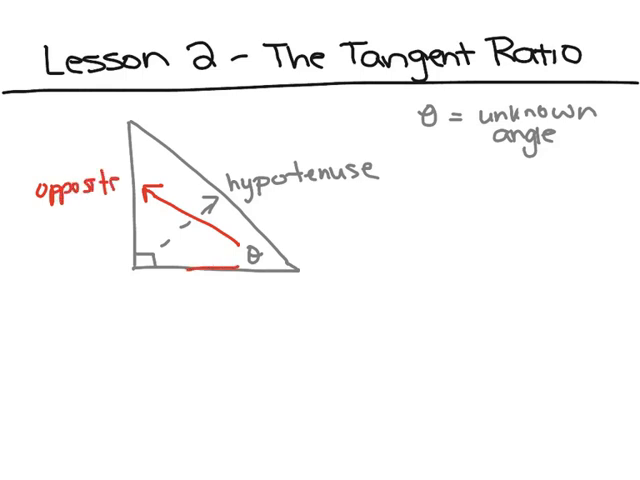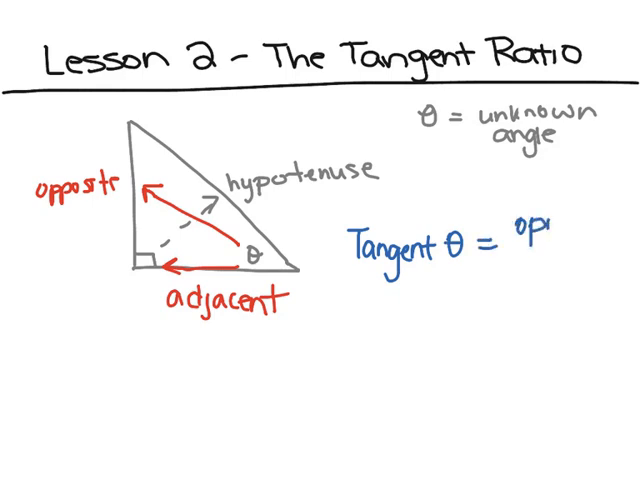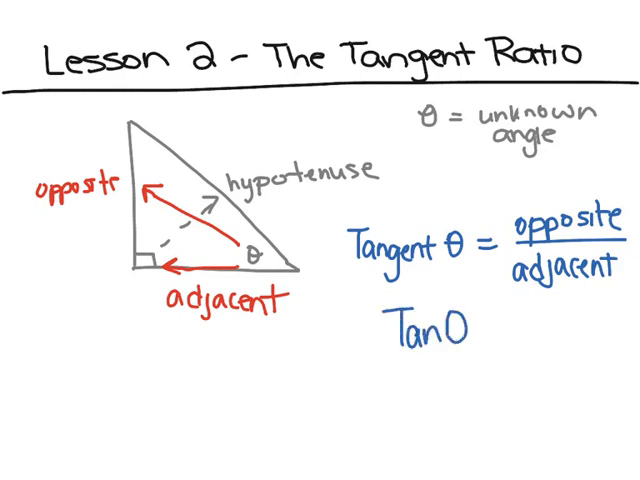And the side that touches the angle but is not the hypotenuse is the adjacent. And the tangent ratio, what the tangent ratio means is that you take the tangent of an angle, so theta, it's equal to the opposite side over the adjacent side. So we'd write tan theta is equal to opposite over adjacent.